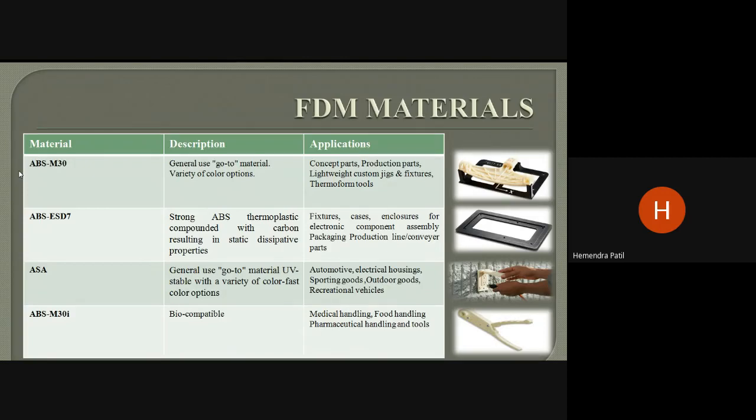ASA is also a versatile, general-use go-to material, and is UV stable, with a variety of colors available. It is used in automotive, electrical, housing supporting goods, outdoor goods, and recreational vehicles. We will discuss this material in depth in the coming slides. ABS M30i is a biocompatible material which is used for medical handling parts, and food handling and pharmaceutical handling tools are made from ABS M30i, which has very good tensile and flexural strength, and also good impact strength.